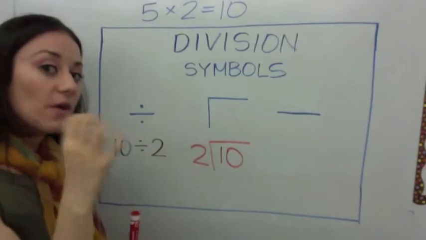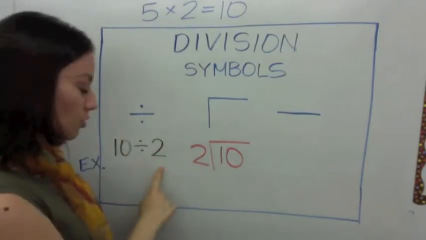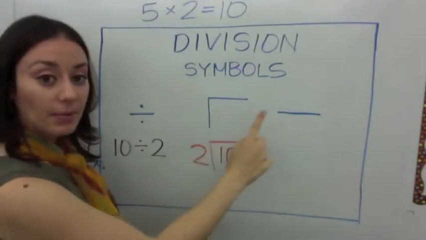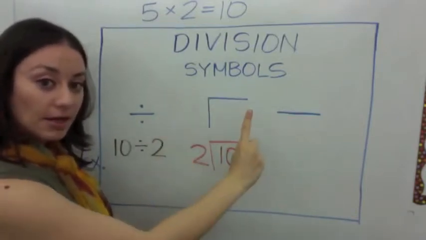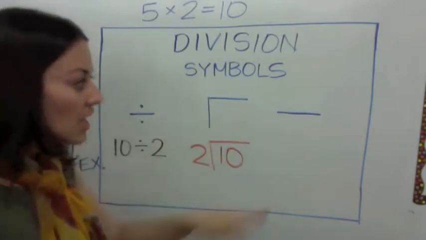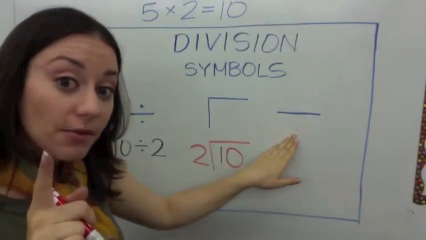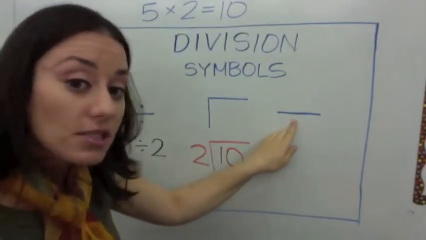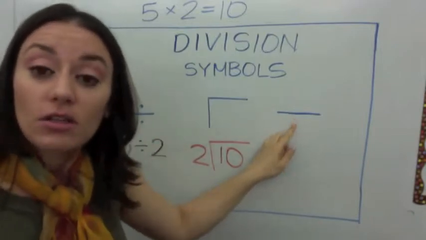You're always starting with that dividend, which is the big number. That's what you say first. You say 10 divided by 2. Do that with me. 10, and with your finger, divided by, you're making the box, 2. Now the last way to do this division is a way you probably haven't seen before. This is not a subtraction sign. Is this a subtraction sign? No. This is actually called a fraction bar.